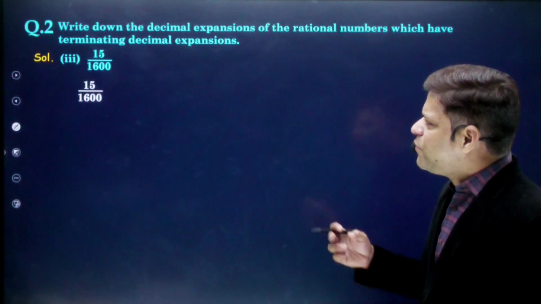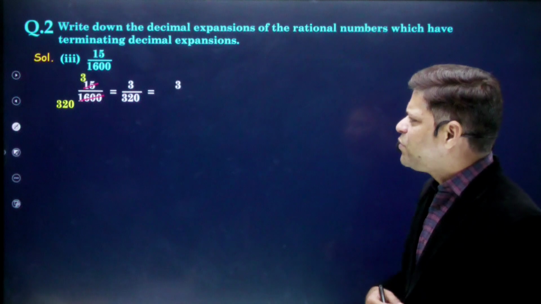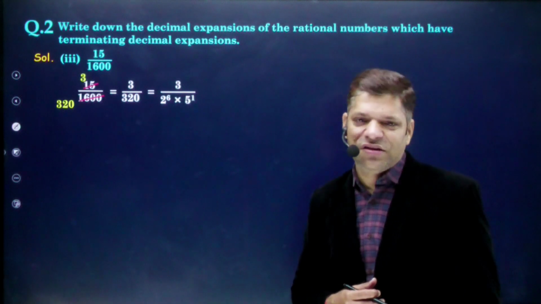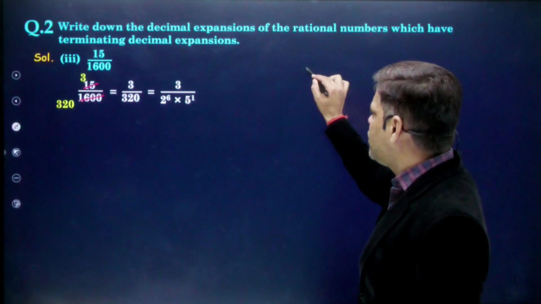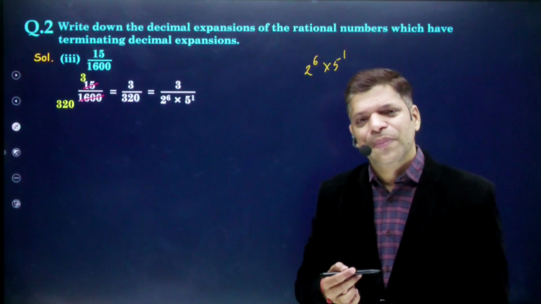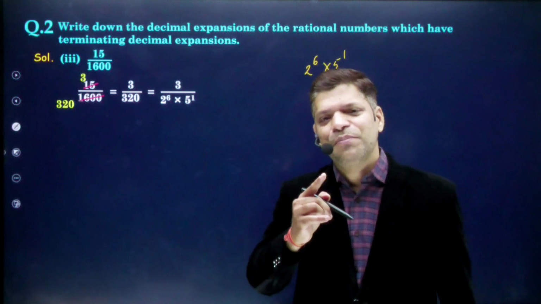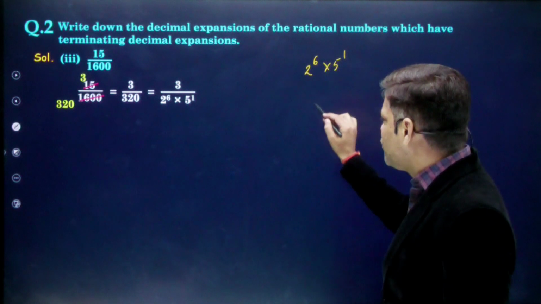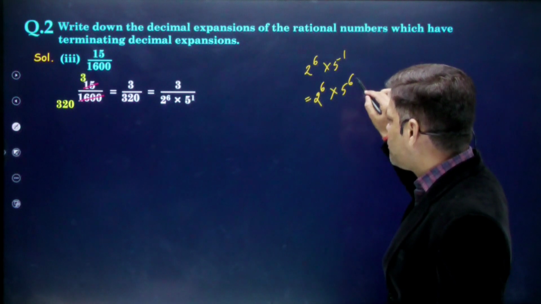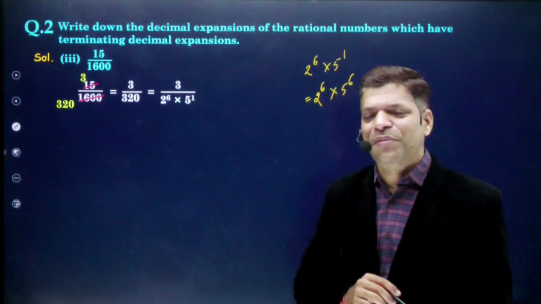So the next one, 15 over 1600. Firstly we cancel out and convert it into the form of 3 over 320, and it will be 3 over 2 raised to the power 6 into 5 raised to the power 1. Now here we are given 2 raised to the power 6 and 5 raised to the power 1, but we want 5 raised to the power 6 because 2 raised to the power 6 is already given. So what will we do? It can be changed into 2 raised to the power 6 into 5 raised to the power 6 by multiplying numerator and denominator by 5 raised to the power 5.